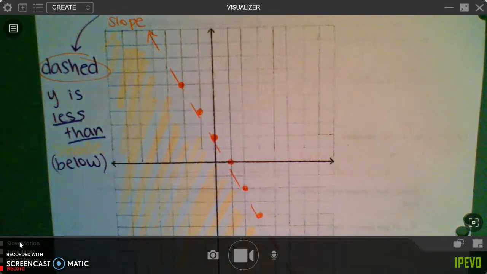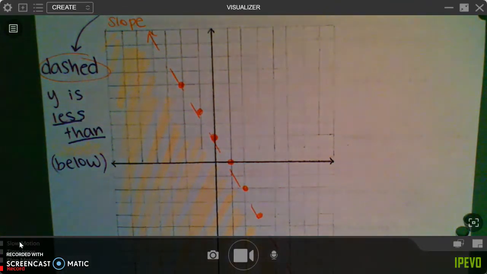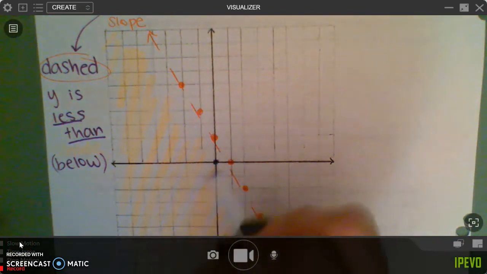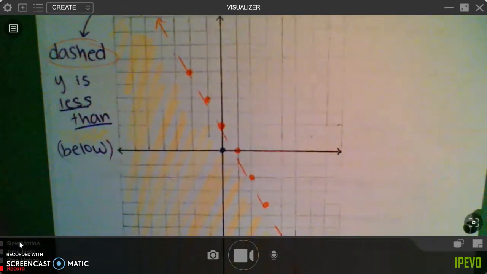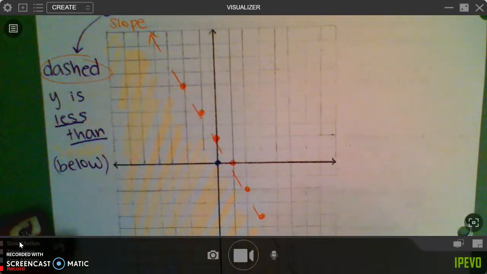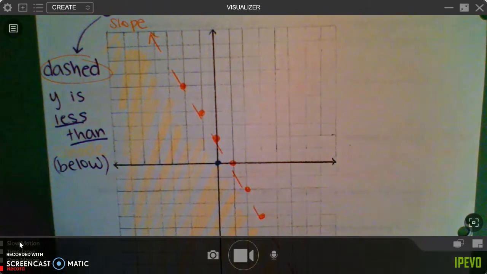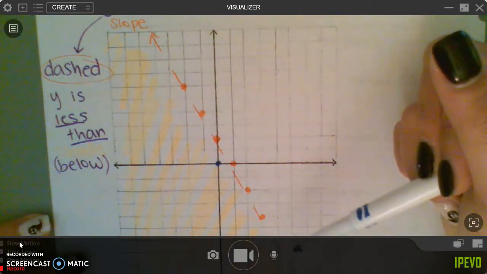All of those numbers are below the graph. But let's say you get stuck and you're like, but Ms. Yeager, I don't know which way to shade. You're going to pick a point. I like to use 0, 0. So 0, 0 in this case is not on the line, which is good. When we're choosing a point, we do not want it to be on this line we've drawn.